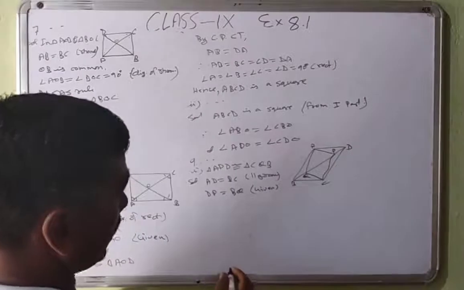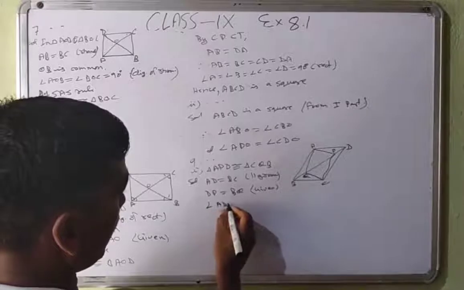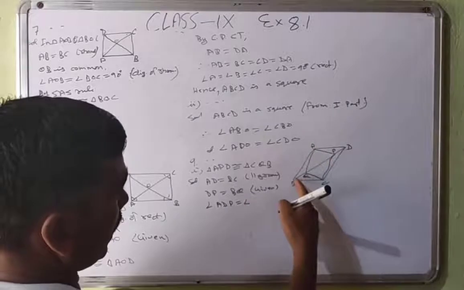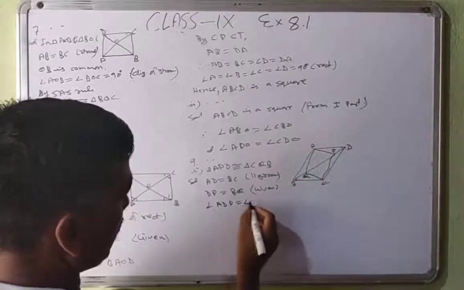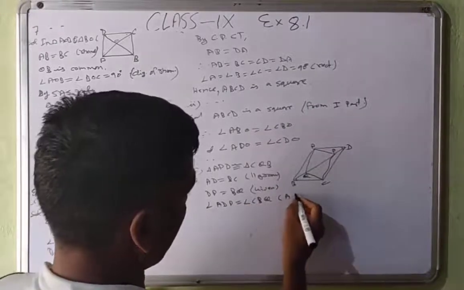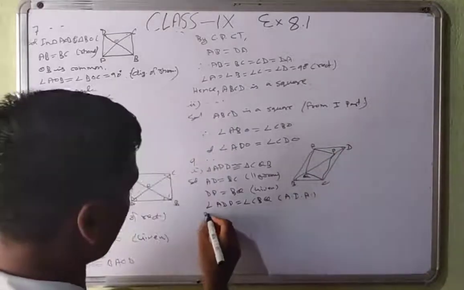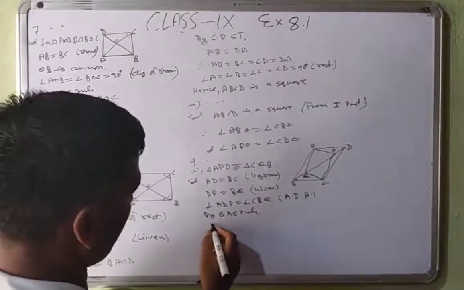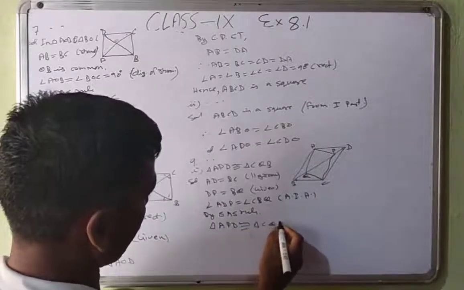Now angle ADP is equal to angle CBQ by alternate interior angles, because you are looking at that Z. Both angles are equal. So by SAS congruence rule, triangle APD is congruent to triangle CQB.